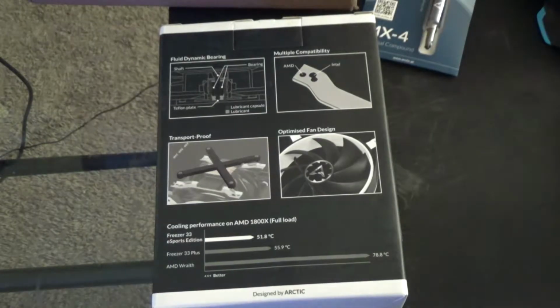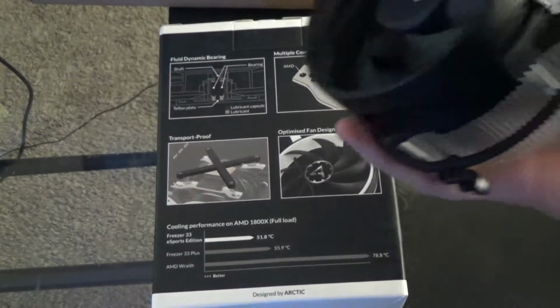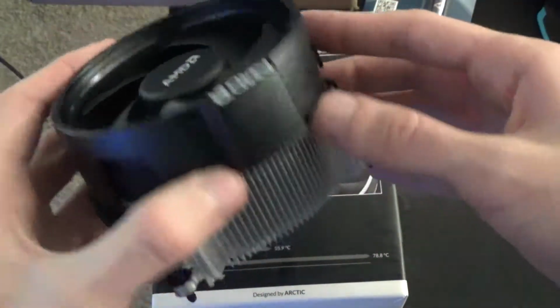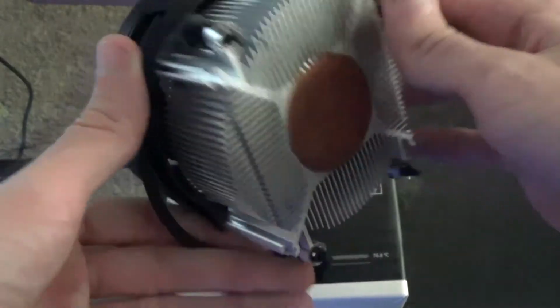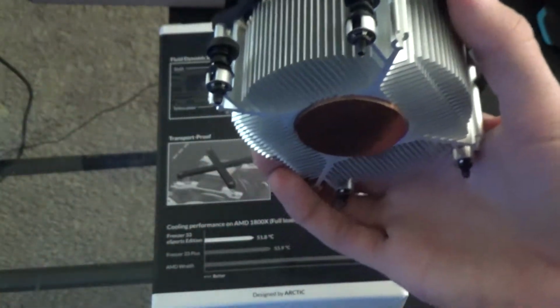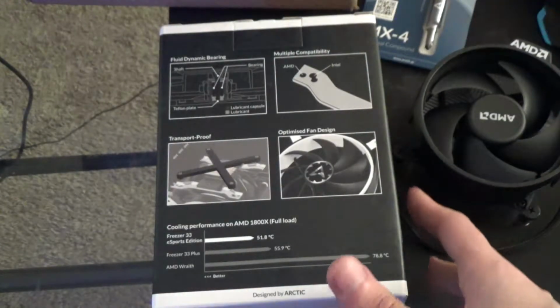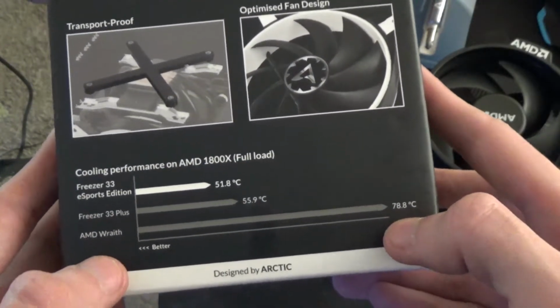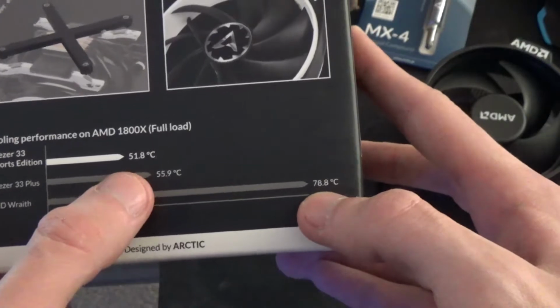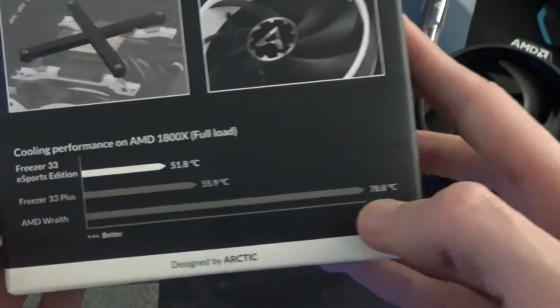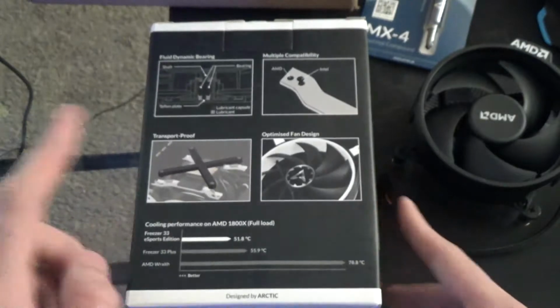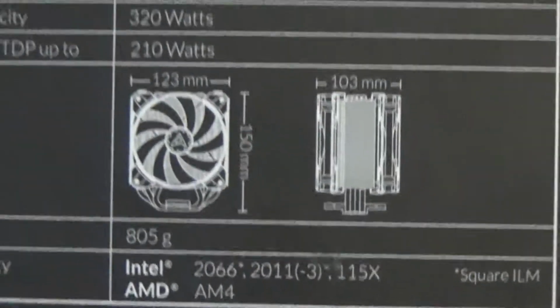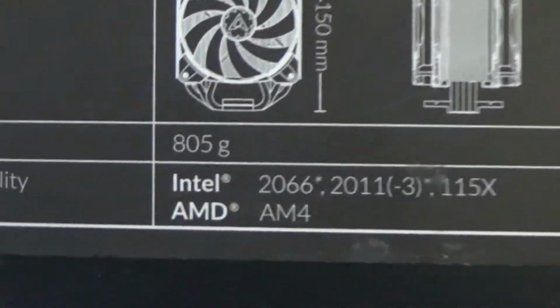So they're probably talking about something along the lines of the cooler that comes with the R5 1600 and then the 1500X. But here I do have the stock cooler for the Ryzen 5 1600. So this is saying that at full load, the 1800X is getting 78.8 degrees, and then this one will shave off over 25 degrees. I will be putting that to the test, but I won't be using the 1800X. I have the 1600. This will be compatible with anything in the last 8 years from Intel, and AM4 as well. So there will be a link in the description for both of these products and their website.